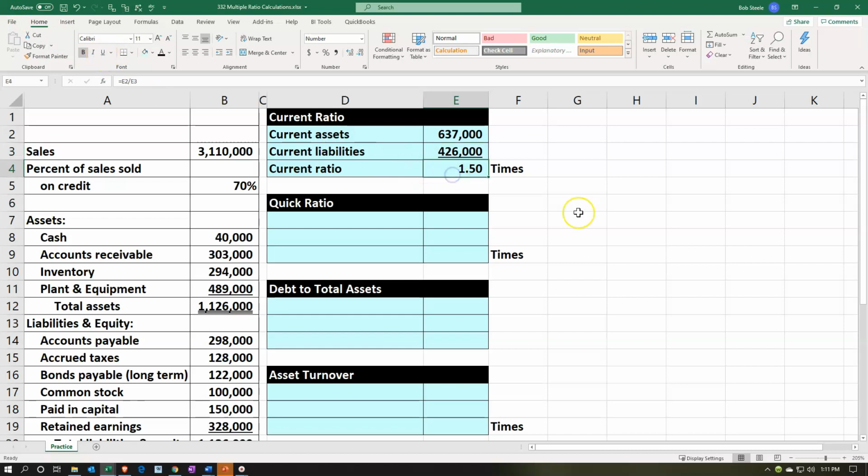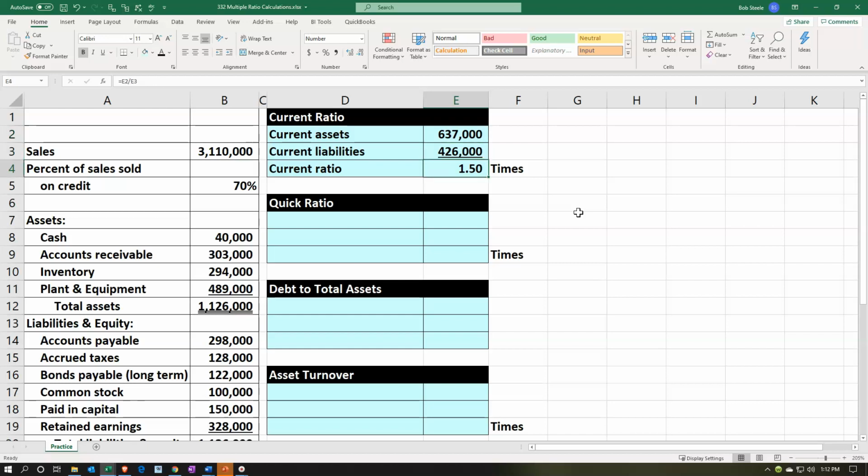So what does this mean? I would think of this one as dividing into or going into: how many times can you pay over the liabilities with the current assets. So imagining then that the current assets were all cash and that the current liabilities were all due today, how many times over could you pay the current liabilities?